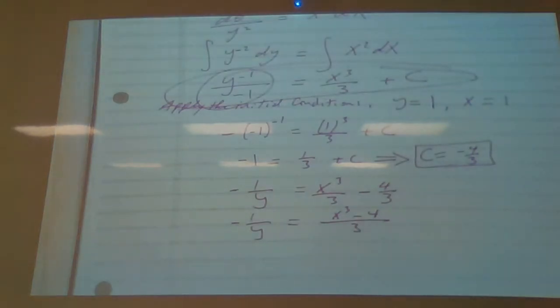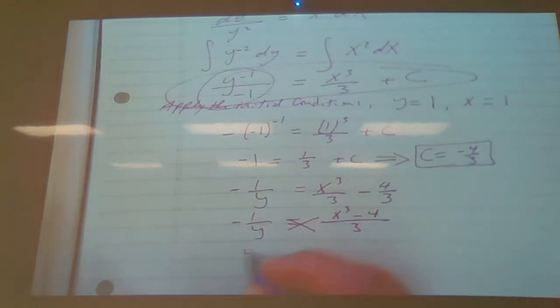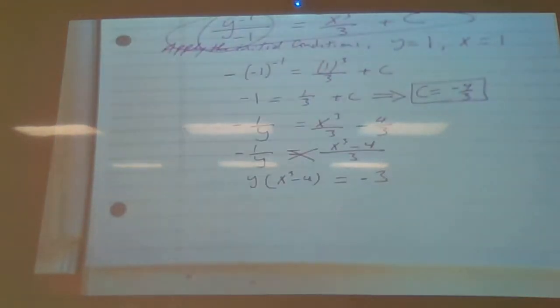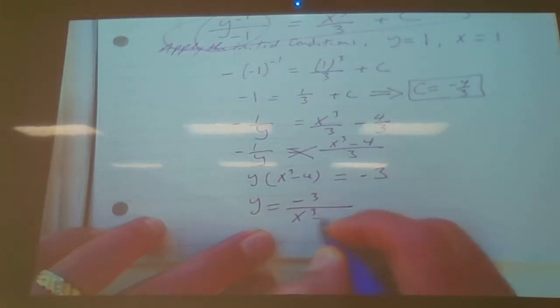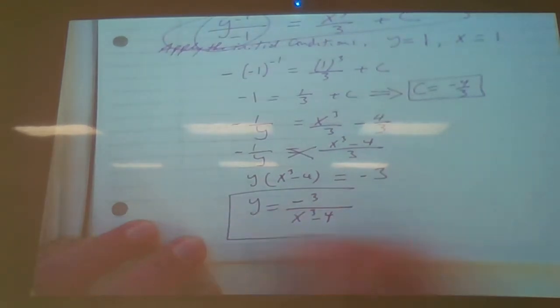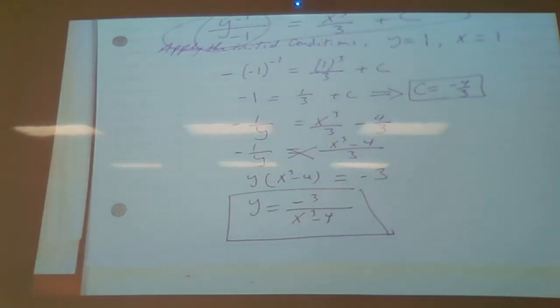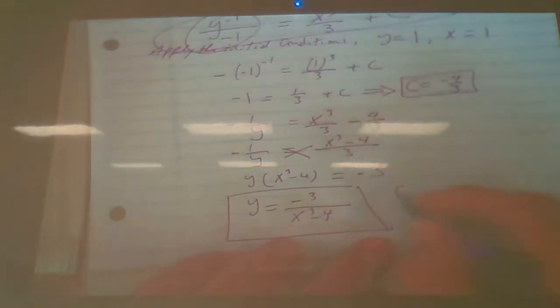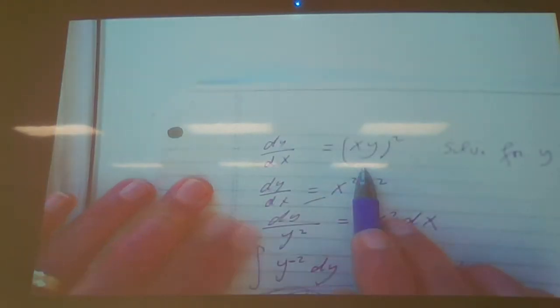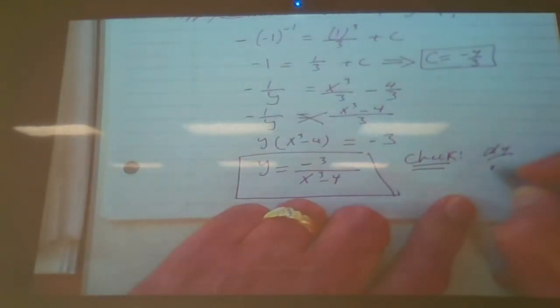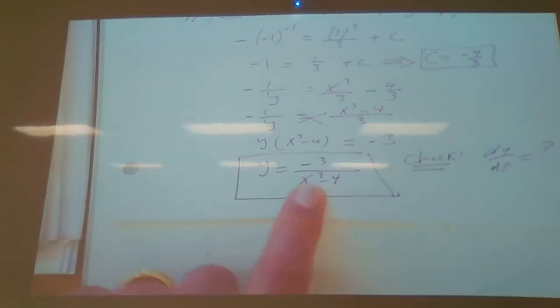Okay? So what I have here, I'm going to cross multiply. I have y times x to the 3 minus 4 is equal to negative 3. I'm going to divide through. So I have y equal negative 3 over x to the 3 minus 4. And that's the answer. If you want to check if this is right, well, they gave you what dy dx is, right? So find the derivative dy dx and see if you get this.